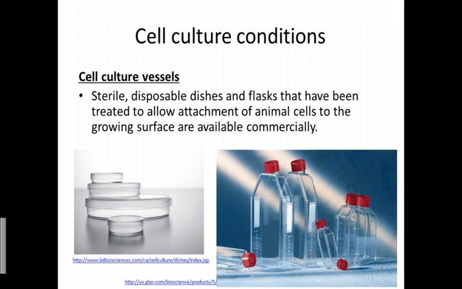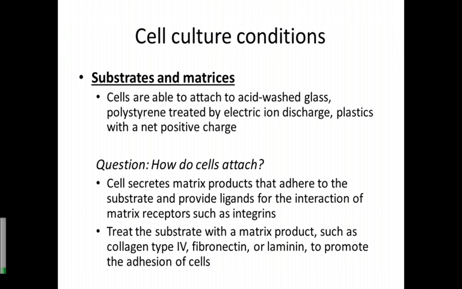So we'll culture the cells in disposable dishes or flasks. These culture dishes or petri dishes are different from the ones that are used for bacterial culture. The surfaces of the plates and the flasks are treated especially for the culture and attachment of animal cells. In this case, they are treated by electric ion discharge, giving plastics with a net positive charge.